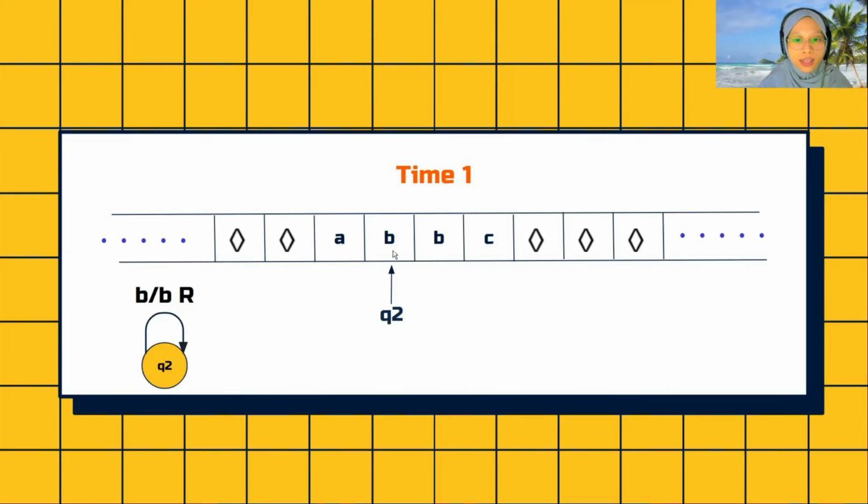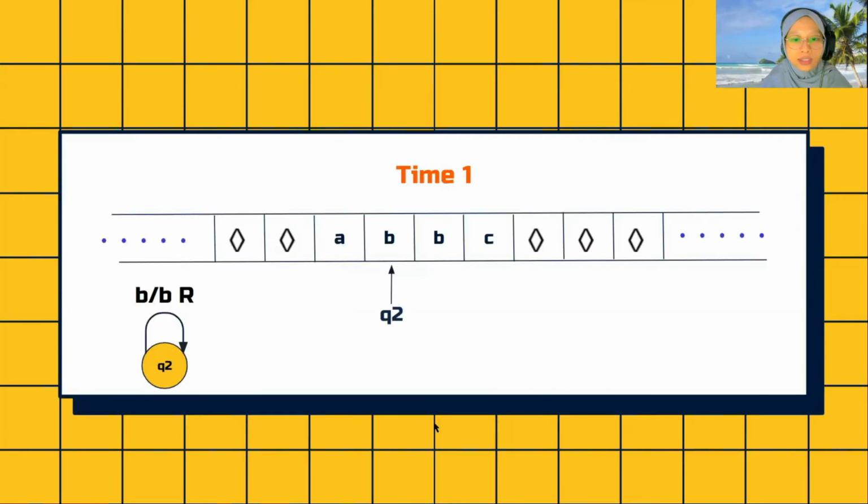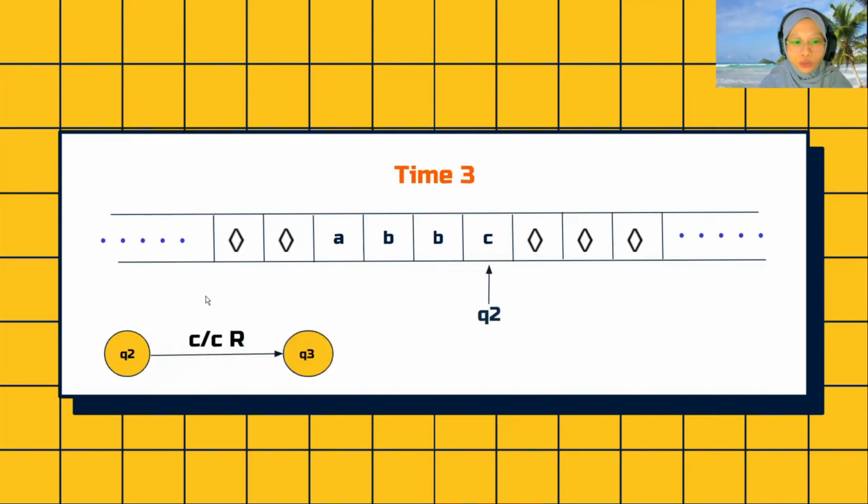It reads B from the tape, and when it reads B, it will write B, and the tape head will move to the right. The transition is still Q2, based on the state and transition that we showed just now, so that's why it is still Q2. Now the input from the tape is still B. When it reads B, it will write B, and the tape head will move to the right also. The state is still Q2.